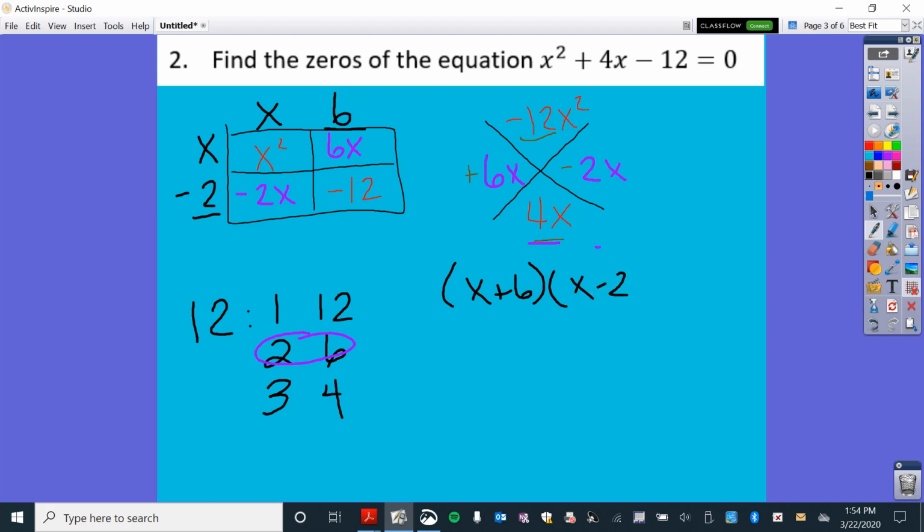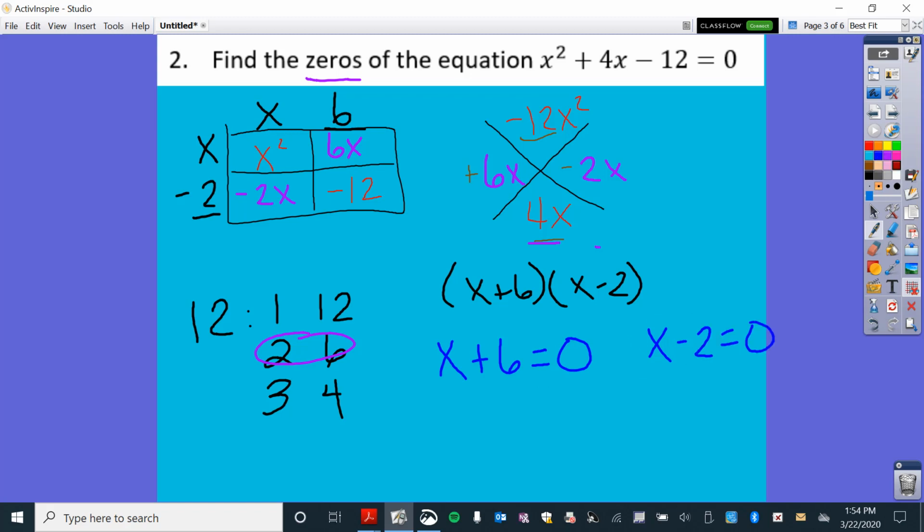Now, what are they asking for? Are they asking for our factors? No, they're asking what are the zeros. So we have to take our two factors and set them equal to 0, and we're going to solve for x for both of them.